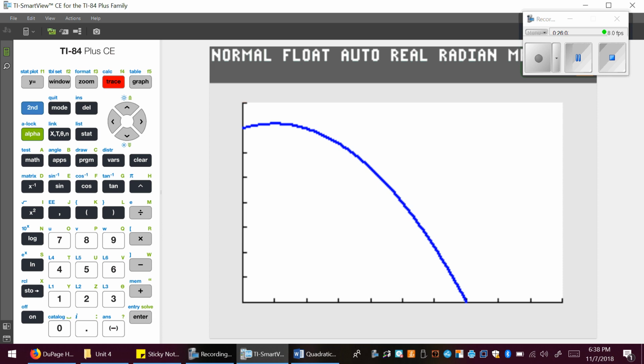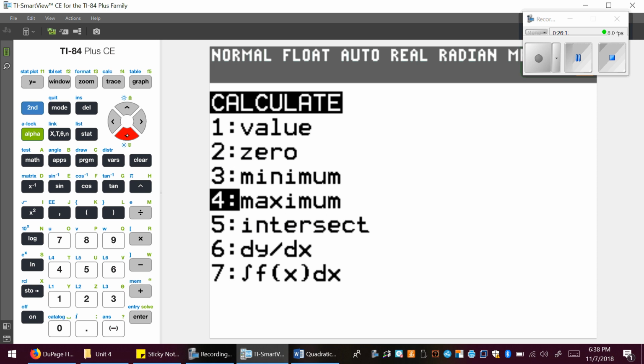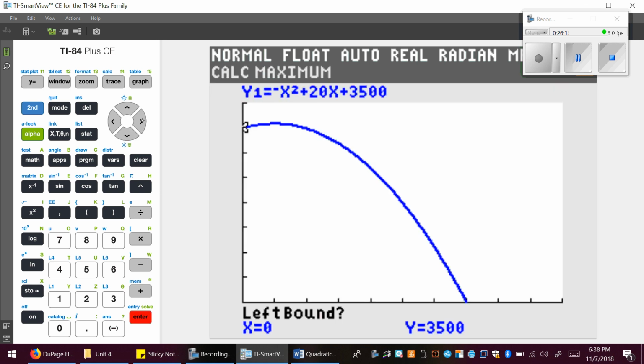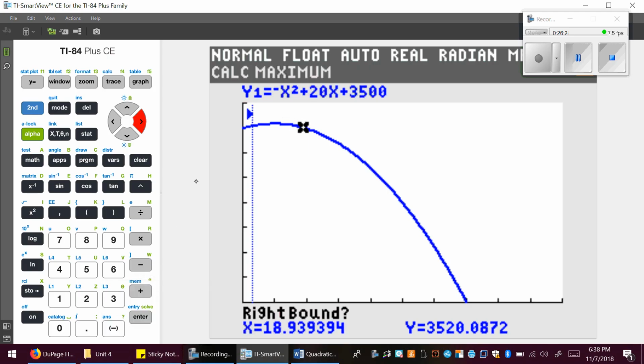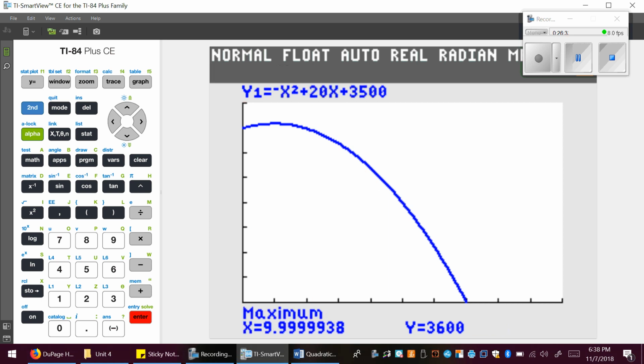Part A was looking for the y-intercept. I'll hit trace and type in 0. Verifies it. B and C were looking for the vertex, so second trace, number 4. I'm to the left of it, so I'm going to hit enter. Scroll over to the right of it. Hit enter. Enter one more time. So this is rounded to 10 and 3,600, verifies parts B and C.